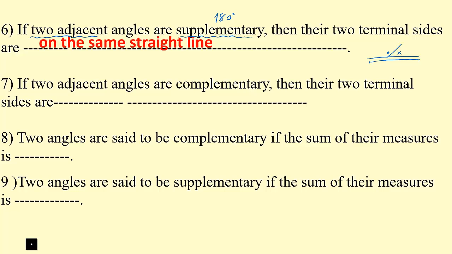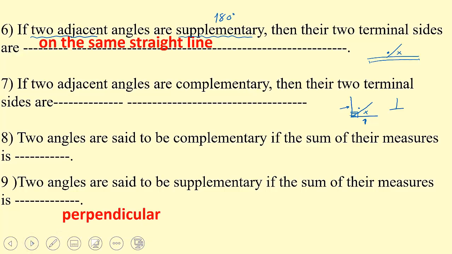Number 7. If two adjacent angles are complementary, then their two terminal sides are. I have two adjacent angles which are complementary. Complementary means that they form 90 degrees. So here are the two adjacent angles. As you can see, the two terminal sides must be perpendicular. So to have two adjacent angles which are complementary, their two terminal sides must be perpendicular.